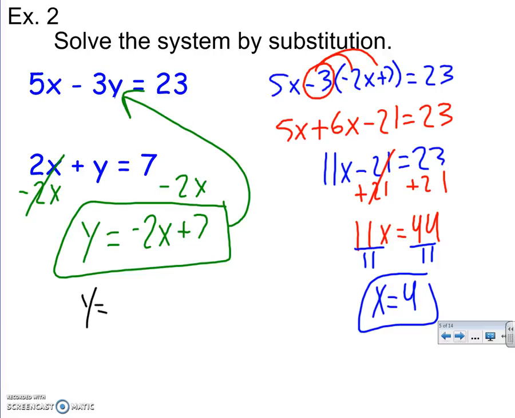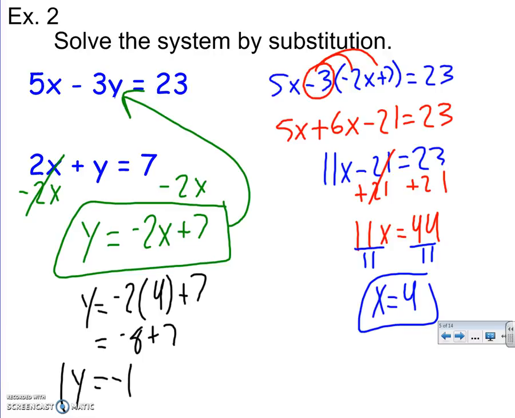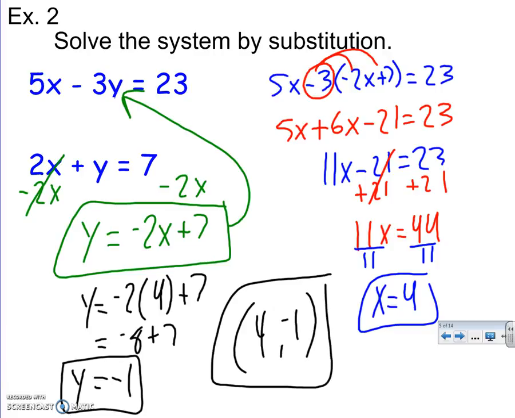So y equals -2 times x, which was 4, plus 7. That's -8 plus 7, which gives me -1. So my x is 4, y is negative 1. It is a coordinate, so put it together: 4, comma, negative 1. Now, if you plug that into both the original equations, it should be true.